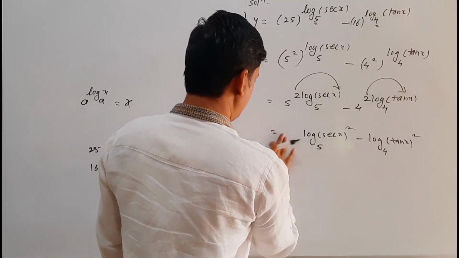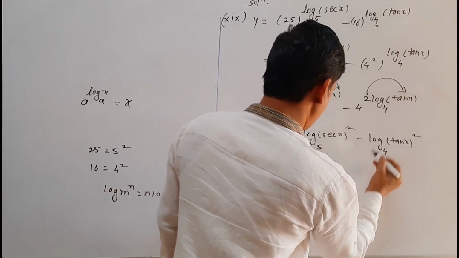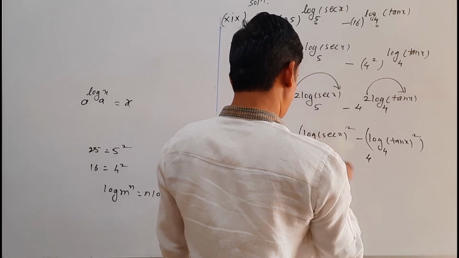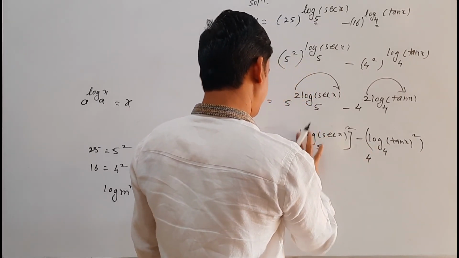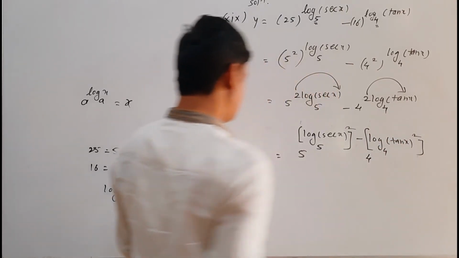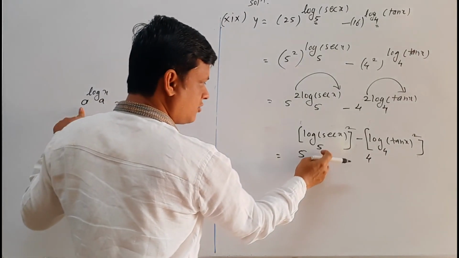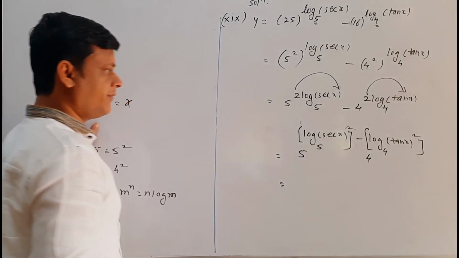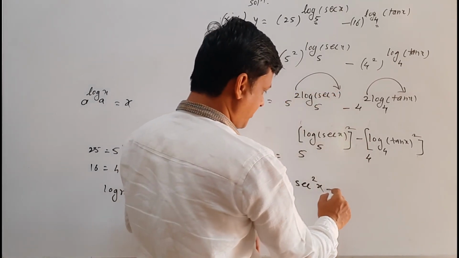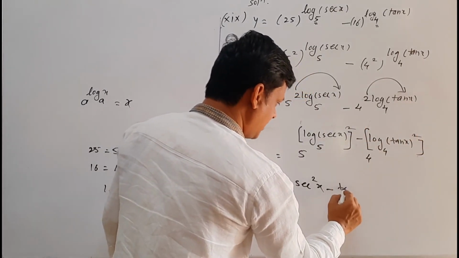Sorry, we write the first quantity as 5 raised to the power, and the other quantity as 4 raised to the power, each in square brackets. Now we come to the concept a raised to the power log of x to the base a. Here in place of a we have the value 5. So we write sec square x minus, here, log of 4 to the base 4, tan x squared as tan square x.